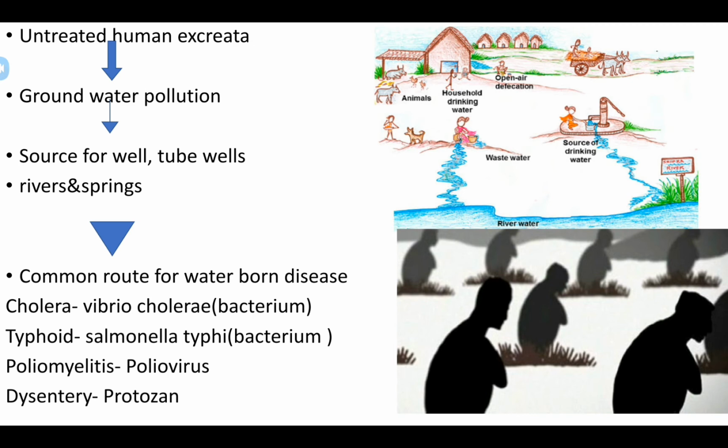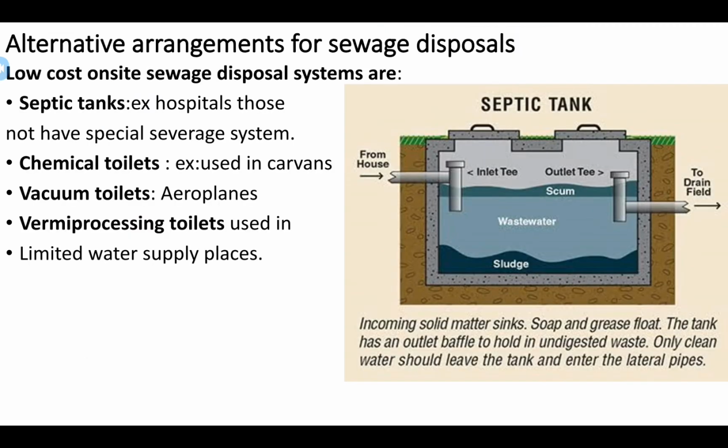So all these are mainly because of very poor sanitation, and that leads to the contamination of groundwater, which is the major source for bore wells and tube wells. Again, when it is taken by people, they can undergo diseases. Then come to here. What is the alternative arrangement for sewage disposal? How do we remove these waterborne diseases? By improving sanitation. That is the only way. So how do we have to improve?